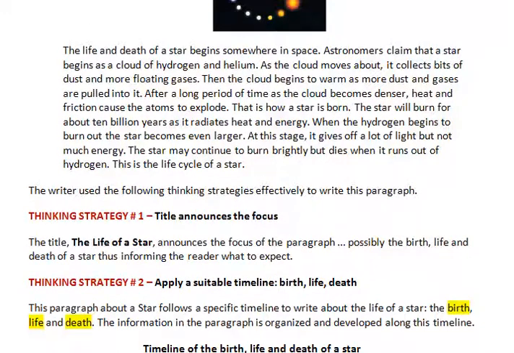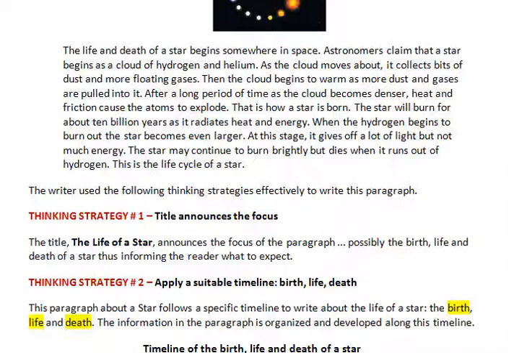The life and death of a star begins somewhere in space. Astronomers claim that a star begins as a cloud of hydrogen and helium. As the cloud moves about, it collects bits of dust and more floating gases. Then the cloud begins to warm as more dust and gases are pulled into it. After a long period of time, as the cloud becomes denser, heat and friction cause the atoms to explode. That is how a star is born.